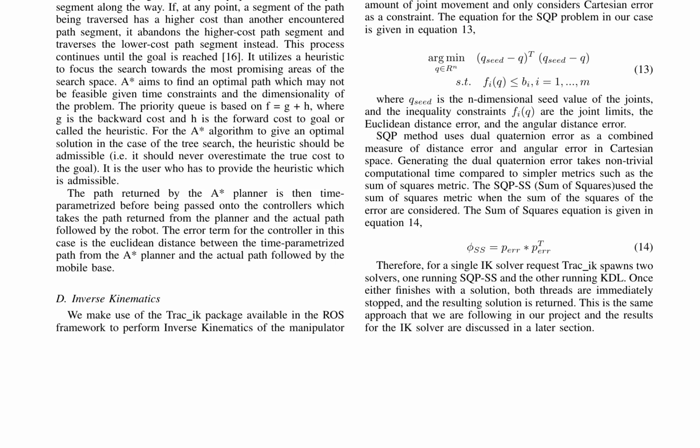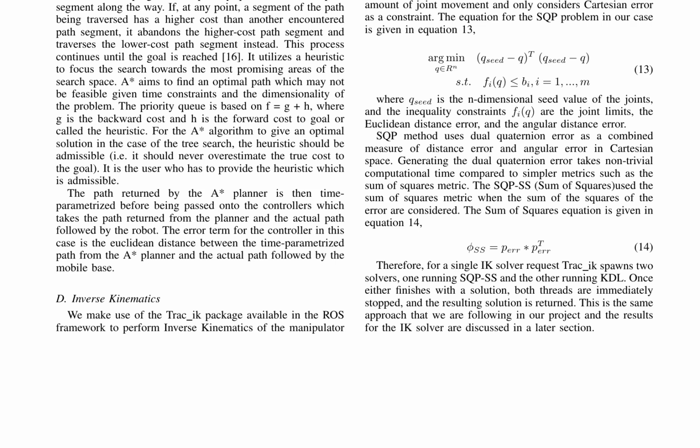The paper begins with the transformation between the base frame and odometry frame, using the TF package available in ROS to find and record the transformation. This transformation is crucial for moving the robot base to the desired location according to the planner's output.